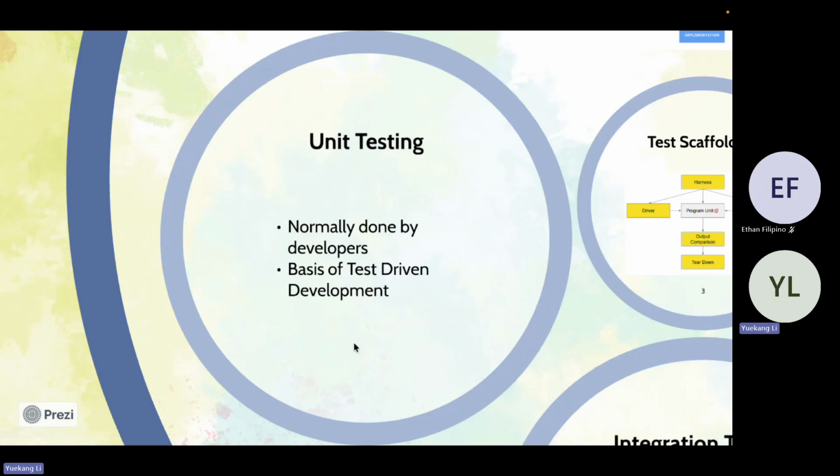And the first level we learned is unit testing. And we know that it's normally done by the developers. And it's actually the basis of test-driven development. And a unit test could be either black box or white box, depending on what kind of development style we are doing. For example, if we do test-driven development, then it's more like black box testing because we are writing the tests before we write the code.